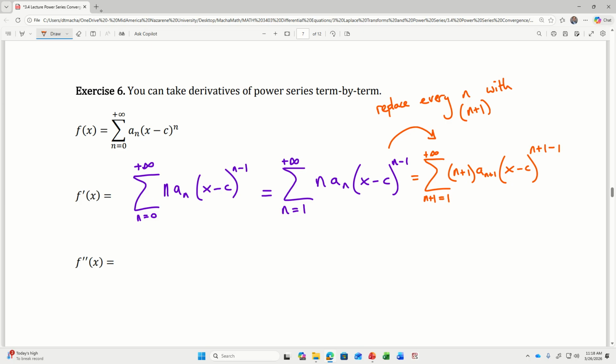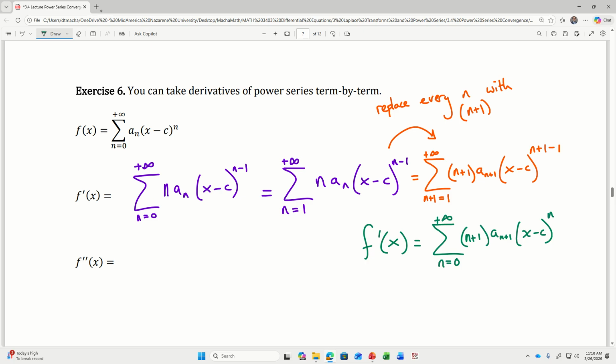And then one more little step and then we'll be done simplifying this thing. My f prime of x power series is going to be the sum from something to infinity. If I look at this n plus 1 equals 1 equation and I subtract 1 from both sides, what do I get? n equals 0. And then I have n plus 1 times a sub n plus 1 times x minus c. And then what's n plus 1 minus 1?